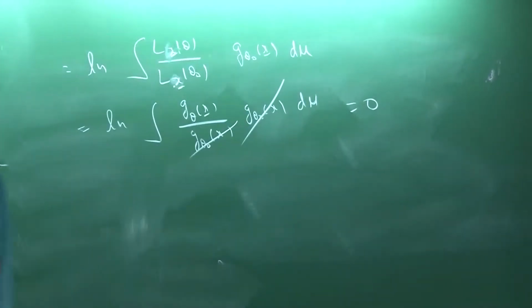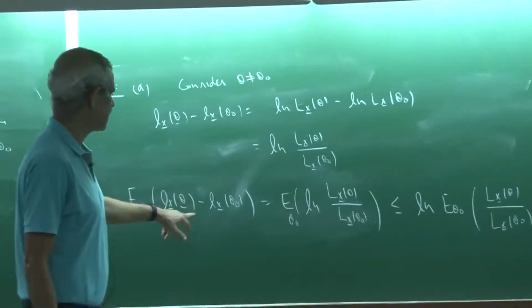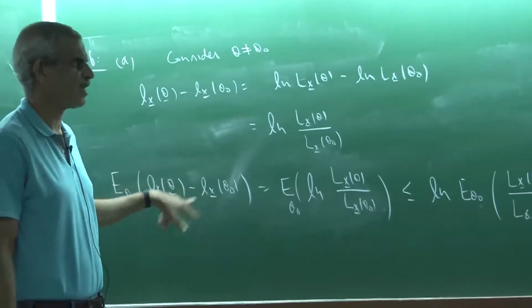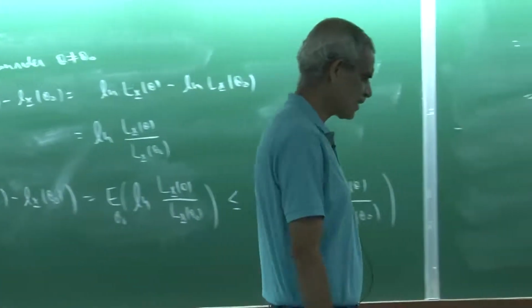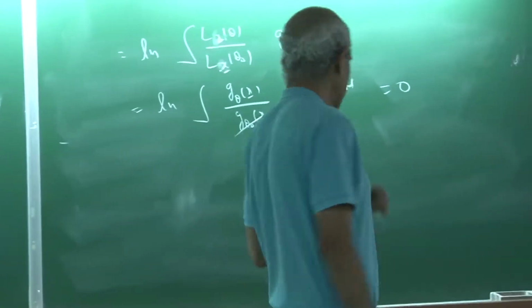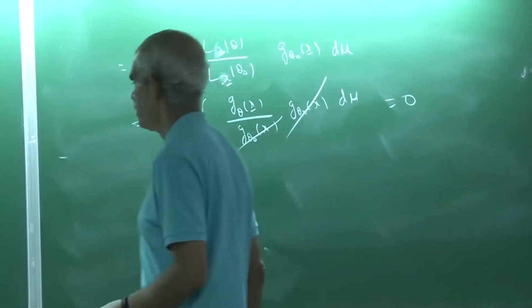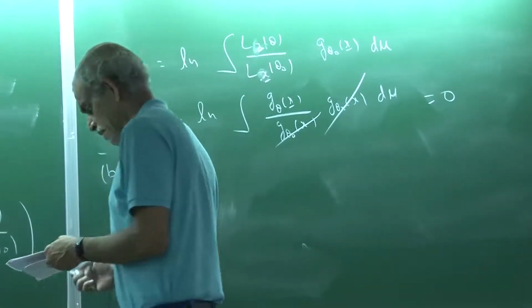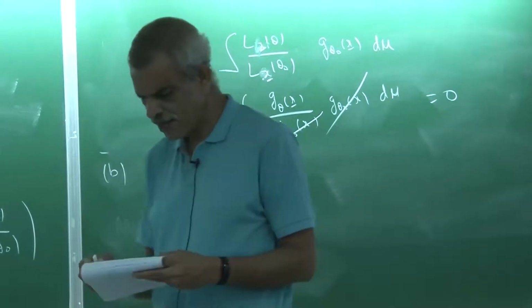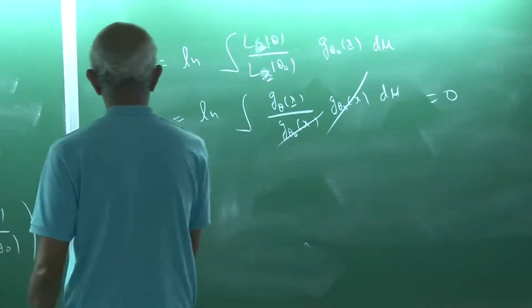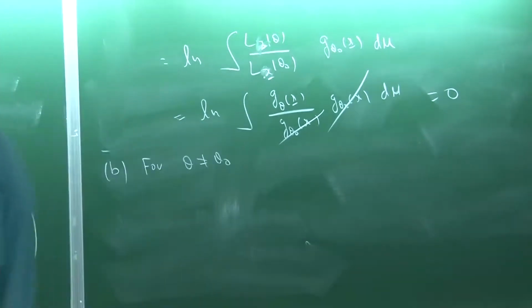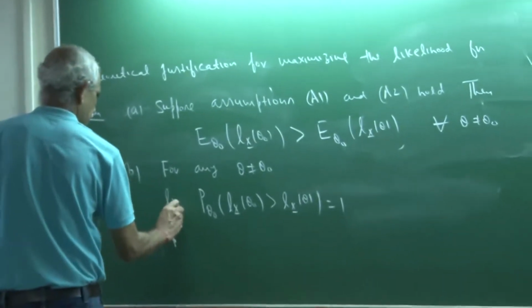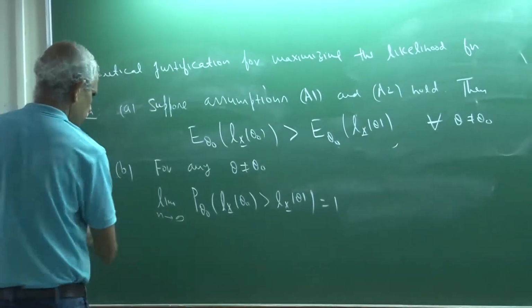So what do you get? The expected value of log L(x, θ) minus log L(x, θ0) is less than or equal to 0, or E θ0 of log L(x, θ) would be less than or equal to E θ0 of log L(x, θ0). So that proves the first part. How do you prove the second part? For θ not equal to θ0, actually this would be the limit as n goes to infinity, as the sample size goes to infinity.